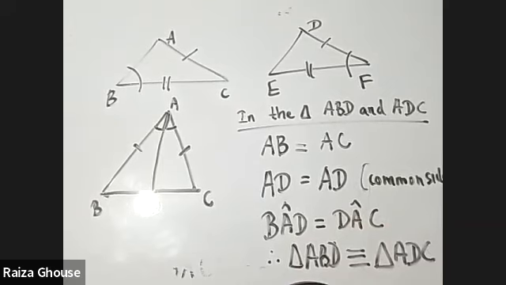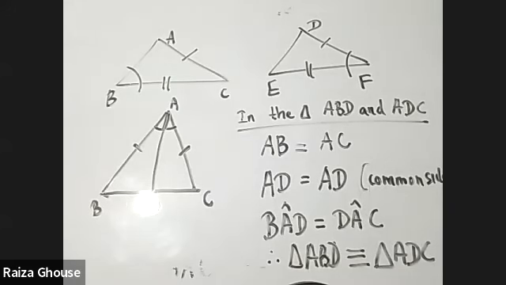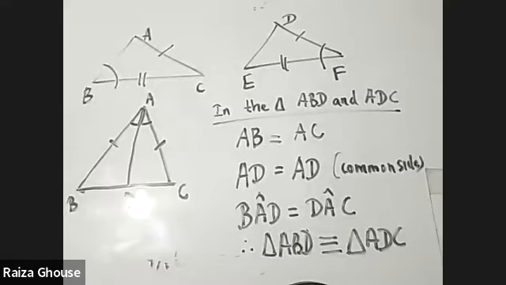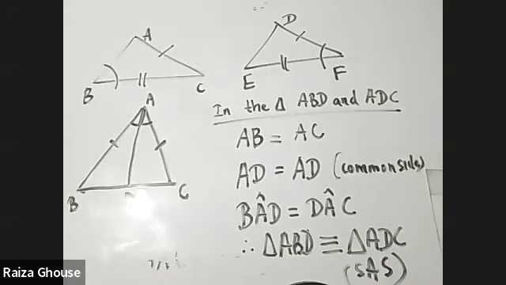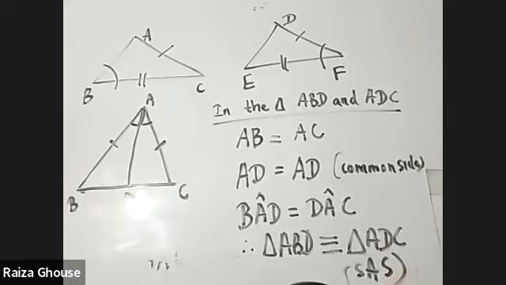You can't take RHS. Why? I didn't tell you this is a right angle triangle. So this is the case of what? SAS. SAS. Did you understand how to write congruency cases? Just like this only. What is the triangle? What are the data? Then is it congruent? What is the case of congruency? Clear? Yes, miss. Okay, clear.